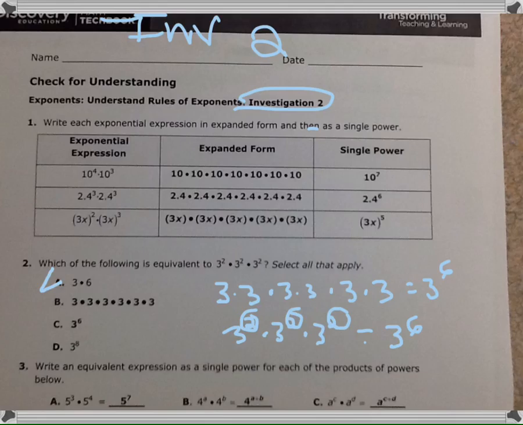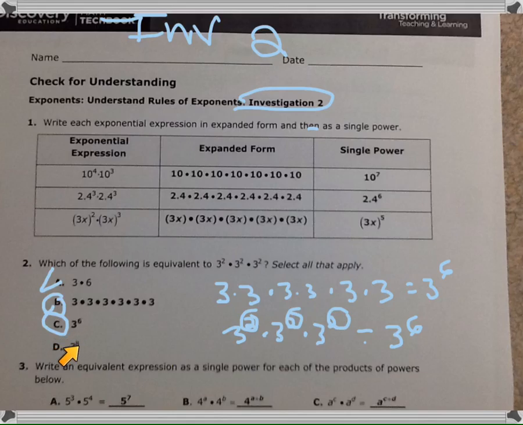B is correct because, as you see here, it multiplies 3 times 3 6 times, since the exponent 6 dictates that 3 needs to be multiplied by itself 6 times. C is correct because, as we showed over here, 3 squared times 3 squared times 3 squared is equal to 3 to the power of 6.